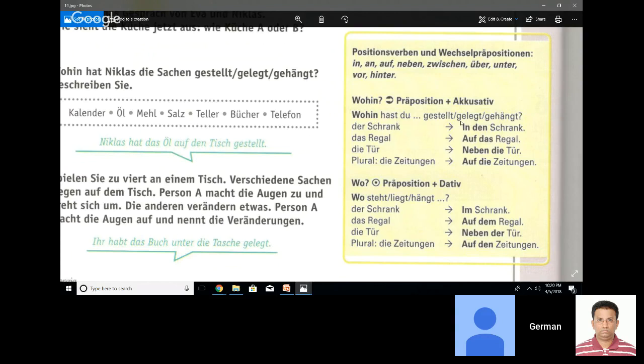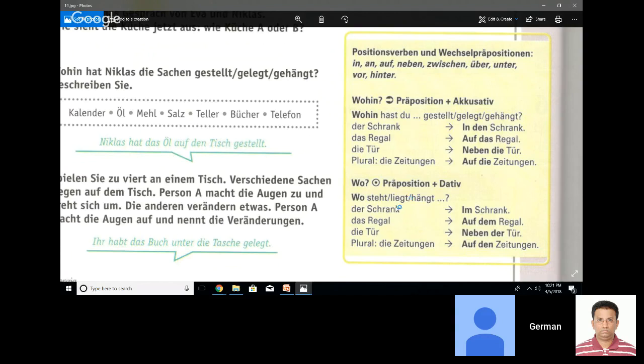Wohin hast du das gestellt oder gelegt oder gehängt? Over here, even though it is in the perfect tense, we are using the Wechsel prepositions in accusative. Even in the past, there was some action involved, right? That's why accusative. Der Schrank would be in den Schrank, auf das Regal, and so on, as we learned.